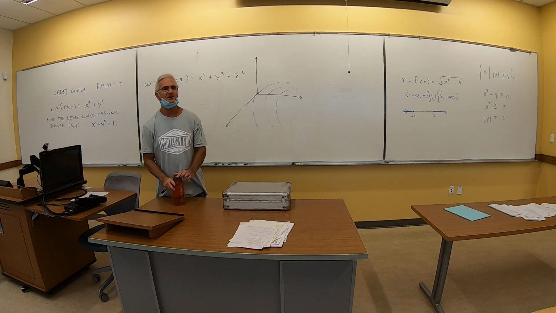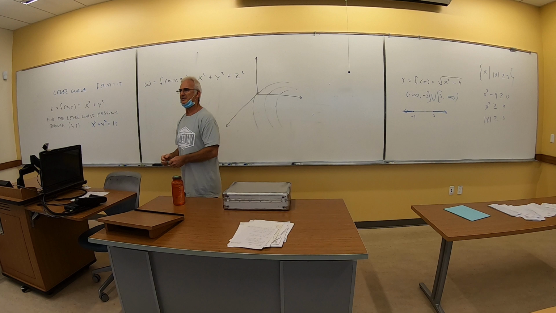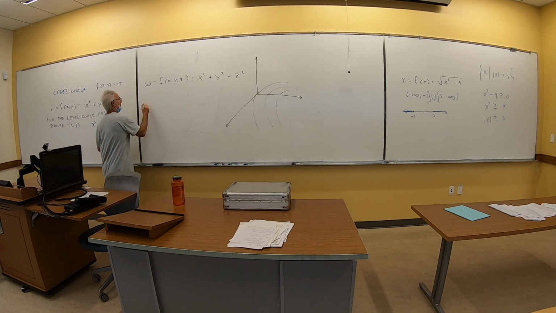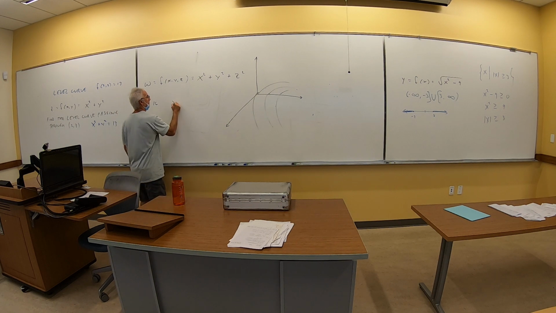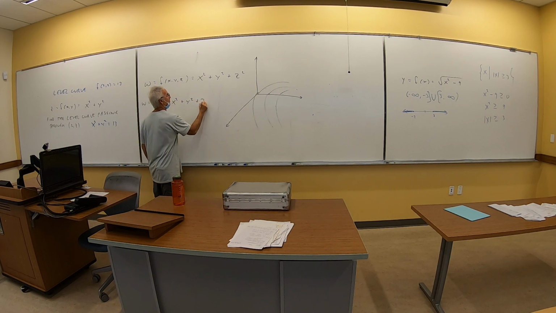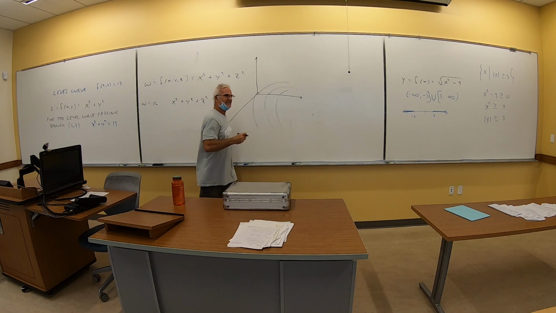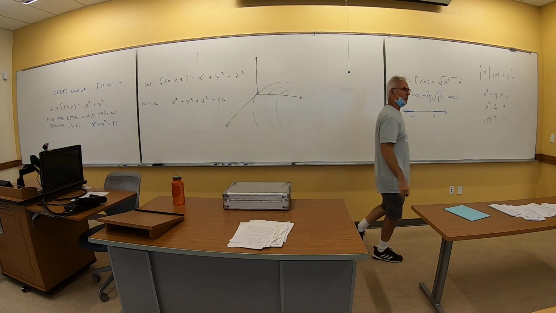So give me any positive number for W. Just make up a positive number for W. Okay, what about W equals 16. Now what have I got? I have x squared plus y squared plus z squared is 16. Isn't that a sphere of radius 4 centered at the origin?